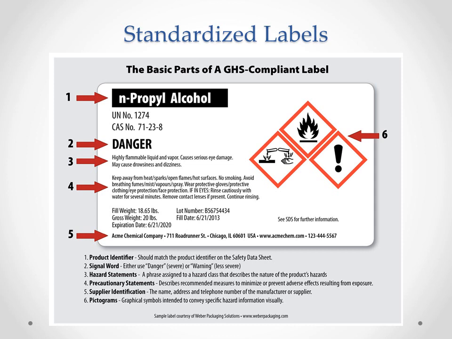It also talks about wear protective gloves, protective clothing, eye protection, and face protection. So again, these are preventative precautionary statements, and it has directly to do with what personal protective equipment you're supposed to wear when using this chemical. Now we get into the response statements. If in eyes, rinse cautiously with water for several minutes. Remove contact lenses if present. Continue rinsing. Any further information about what to do will now be found on the safety data sheet, but this is the basic information required of a label.